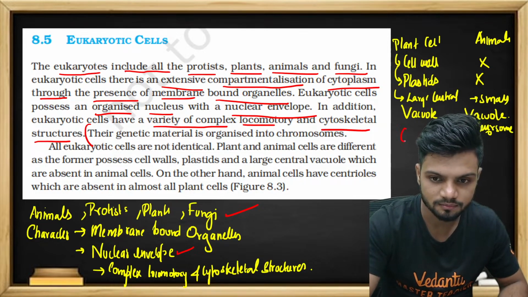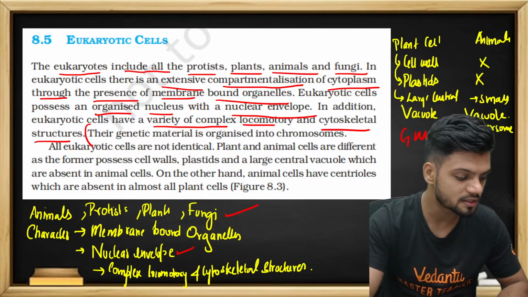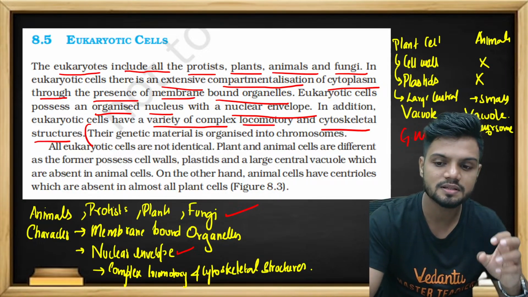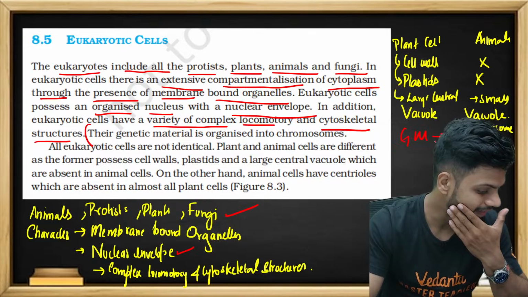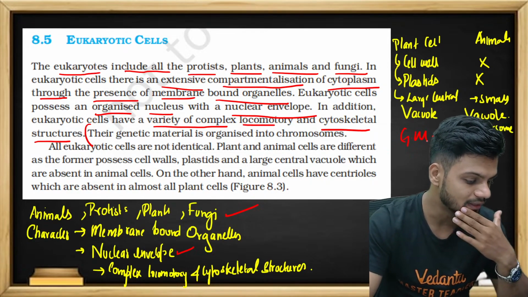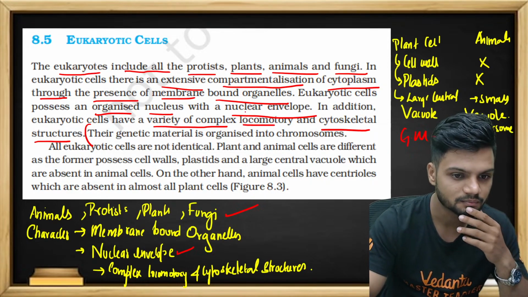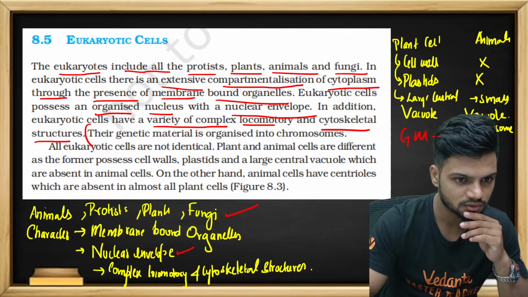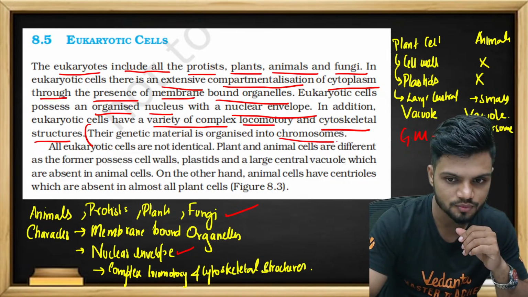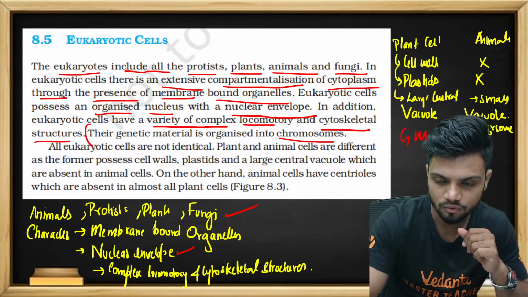In the case of eukaryotes, genetic material is properly well defined. It is present in the form of DNA, right? Genetic material, where is it? Organized into chromosomes. Proper chromosomes can be seen here.